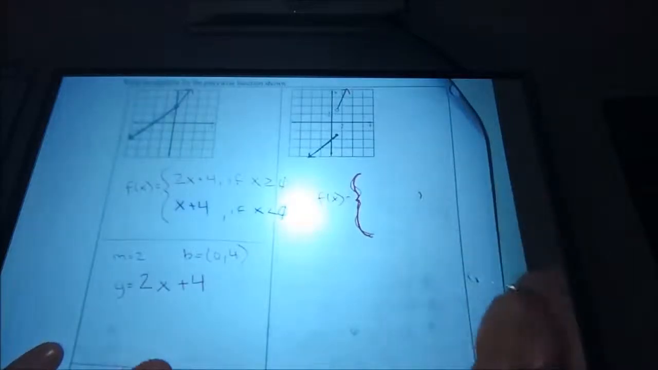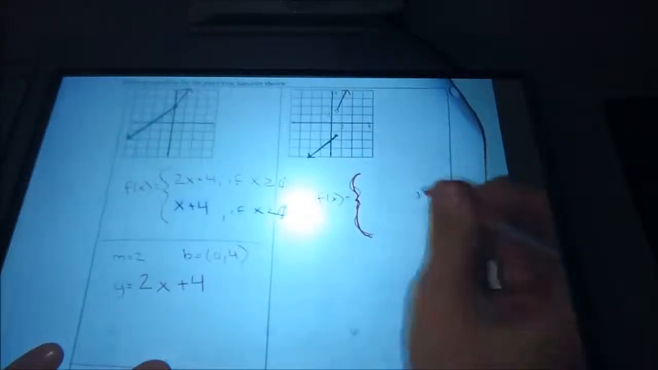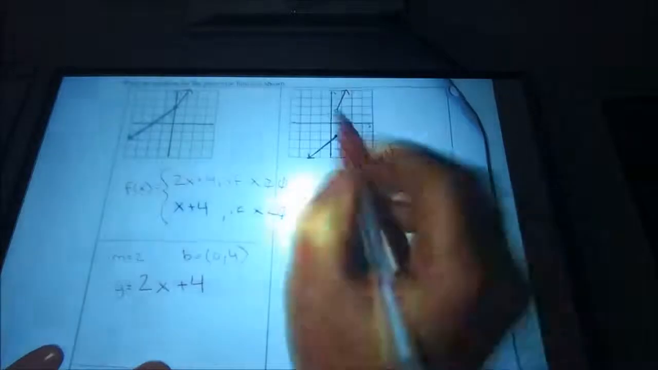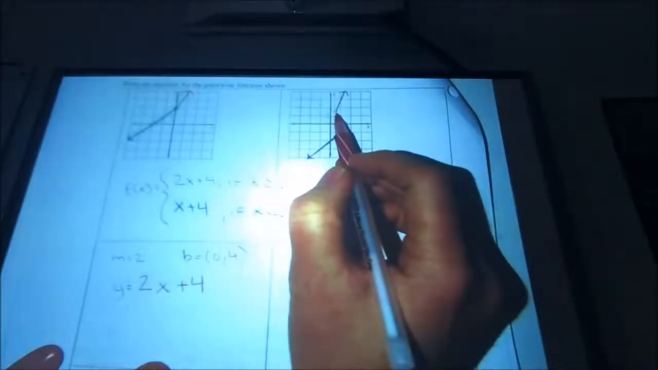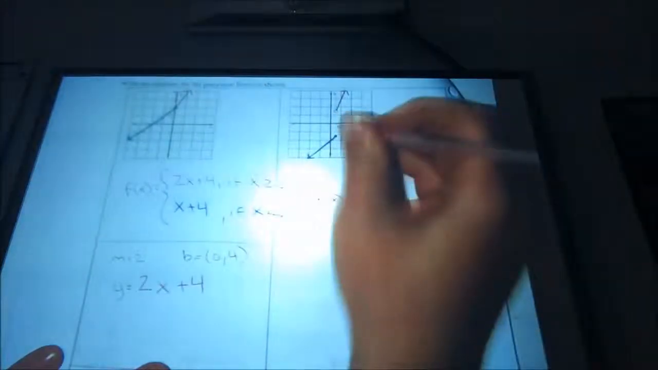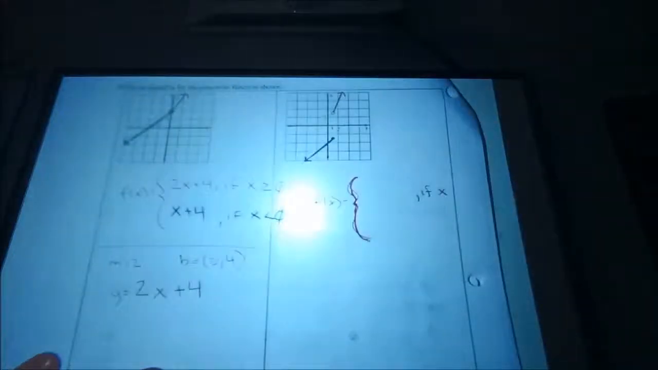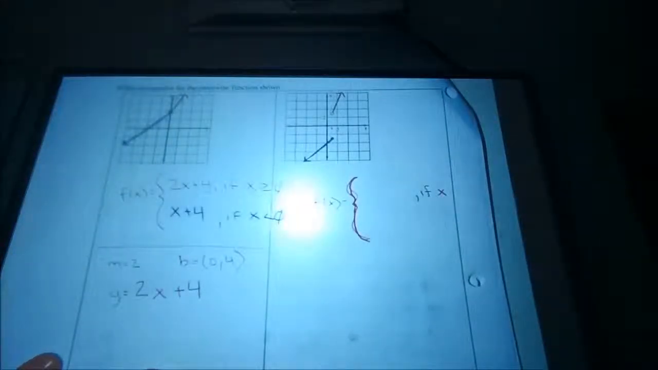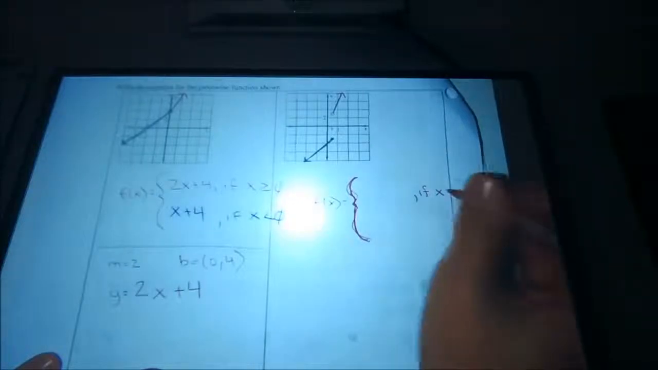Now if you want, we can start by just doing the domain restriction really quickly for that red line. It's if x is, open circle, going this way, at 1. What would it be? Greater than 1.